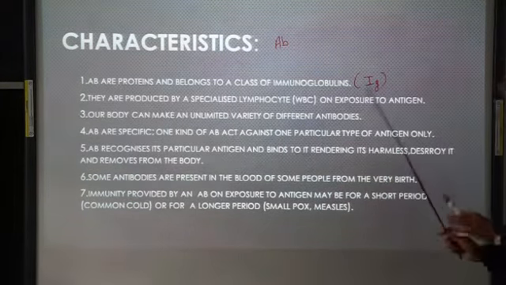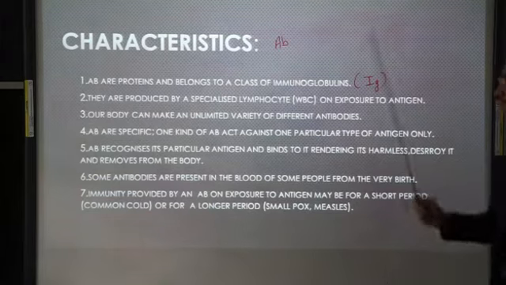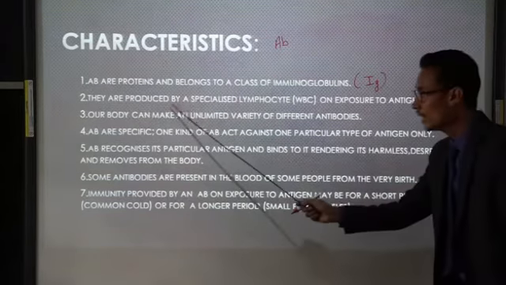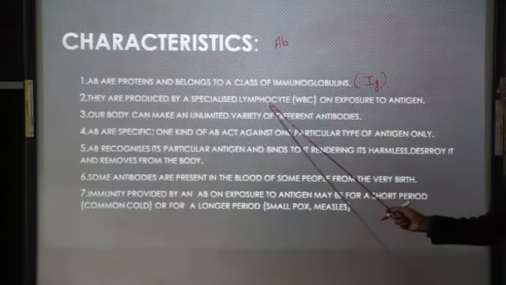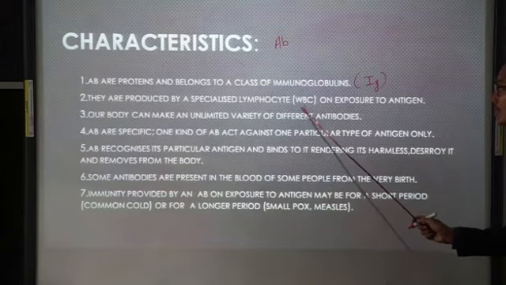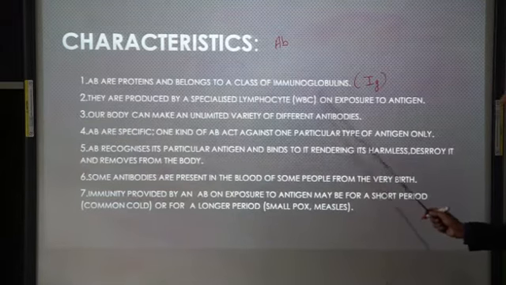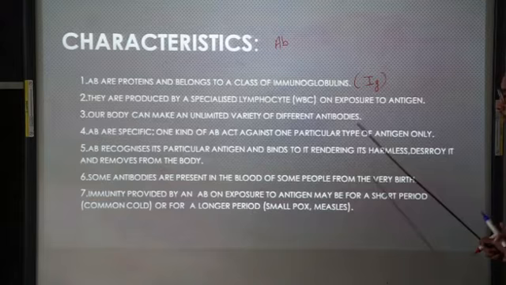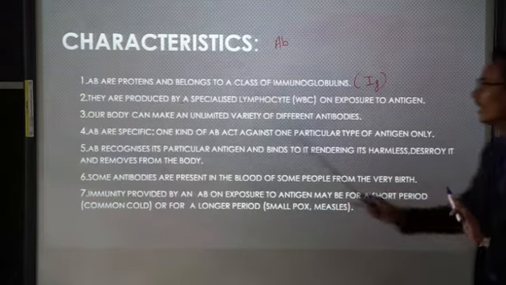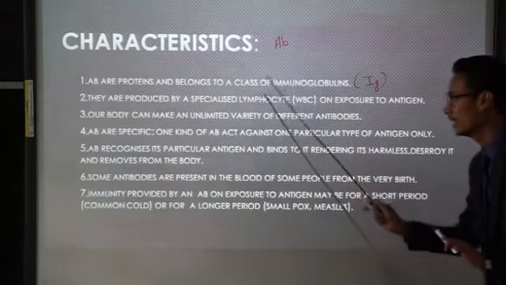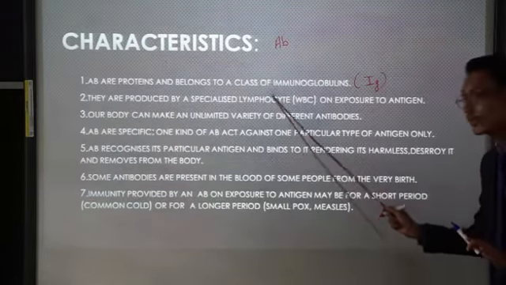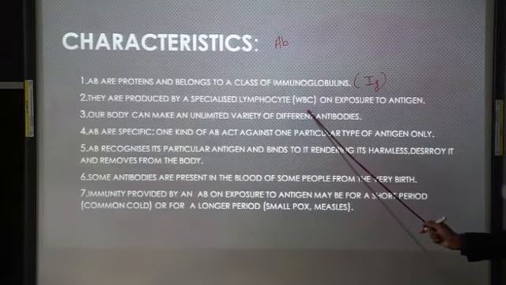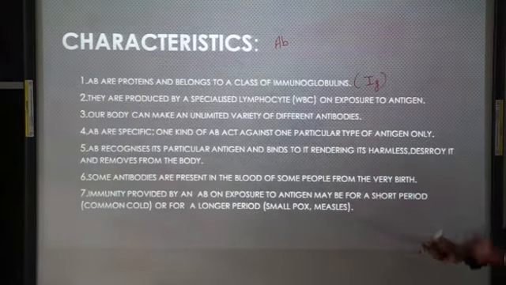Ig means immunoglobulins. Clear? Next one. They are produced by the specialized lymphocytes, meaning WBC, whenever we are exposed to an antigen. Clear? So whenever we are exposed to an antigen, antibodies are produced with the help of lymphocytes, which are a type of WBC. Next, point number 3.